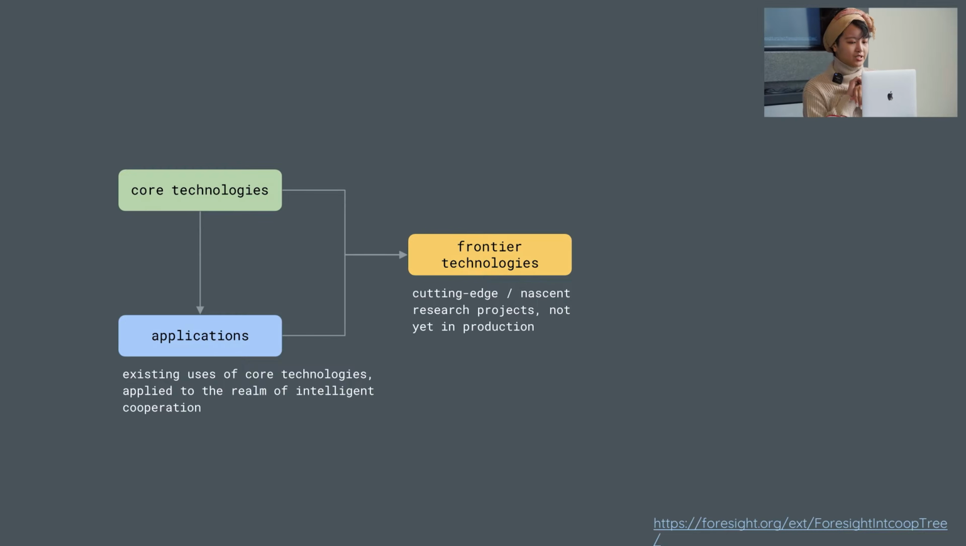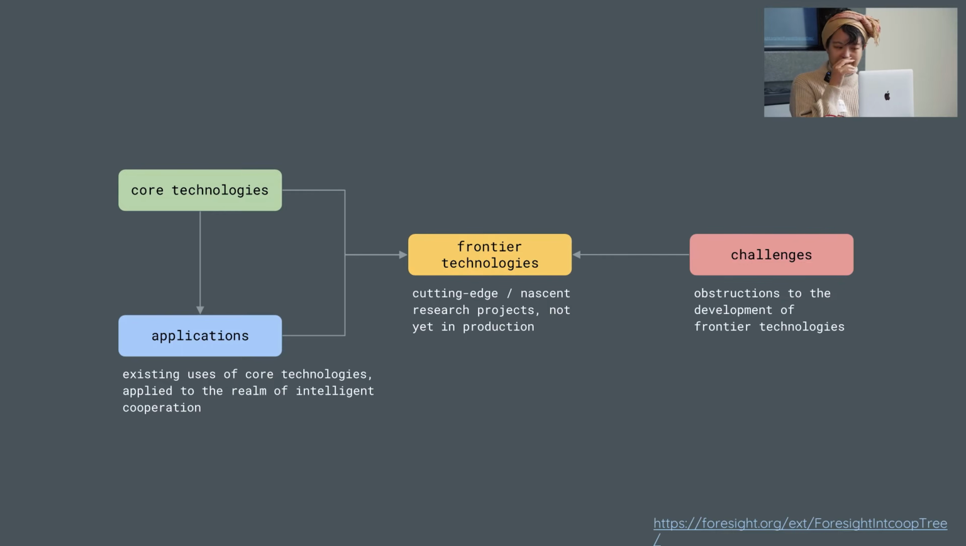And the frontier technologies are, I think, what's most interesting to someone new to the field, to see where the open problems are. But frontier technologies are often blocked by challenges and risks that can present obstructions to their development. So that's how I've classified all the nodes in the tag tree.